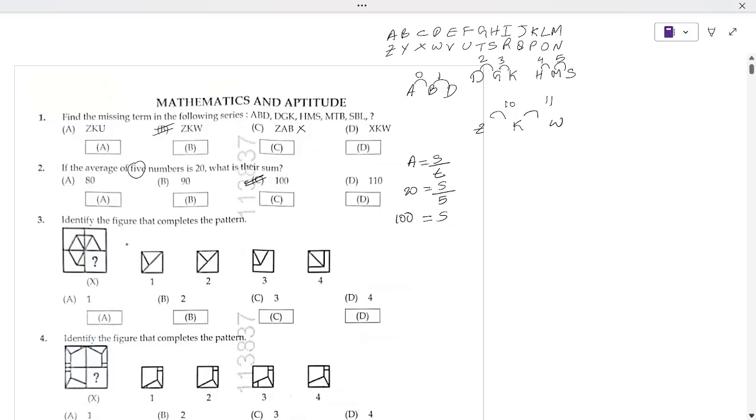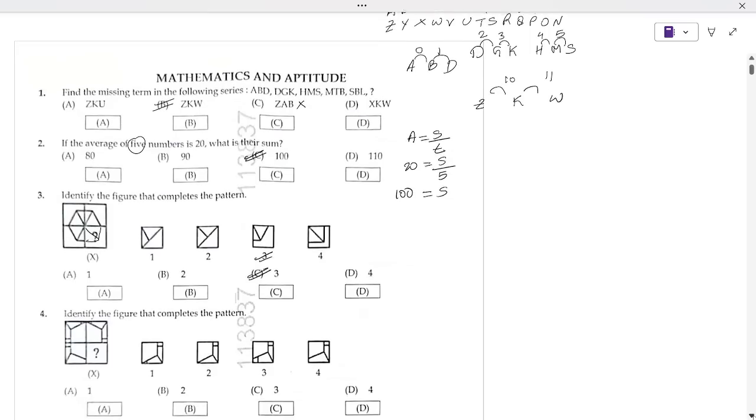Next one is from figures, right? If there is a missing figure, we need to fill in which one. Which one is it? I think it's 3, because 3 is equal, where one side is short and one side is long, so there is equal distance, right? So 3 will be the answer. So here C is the answer.